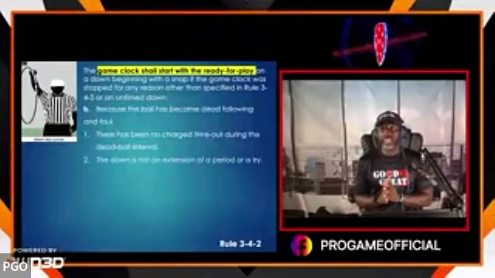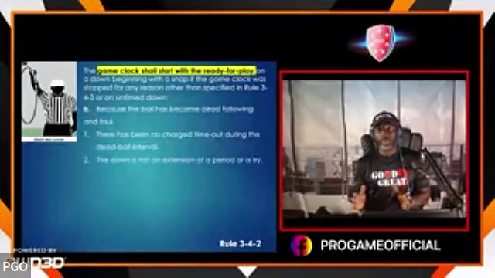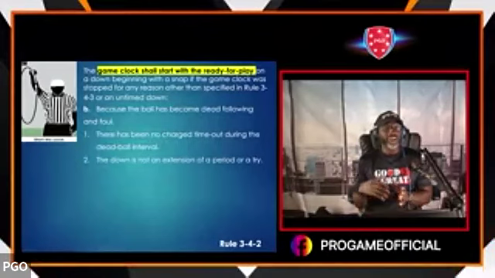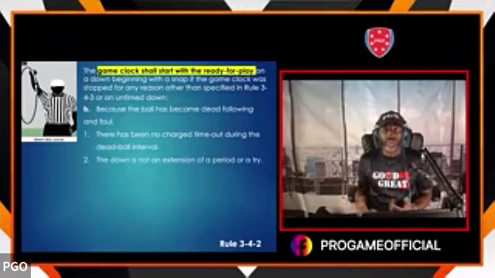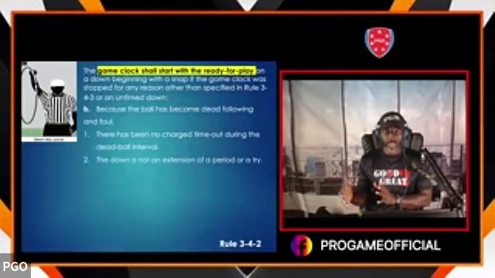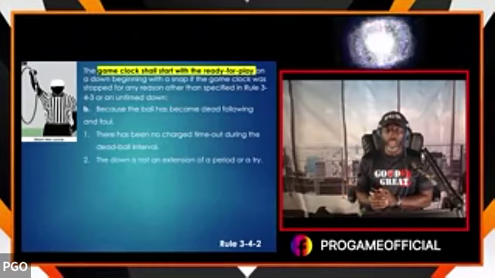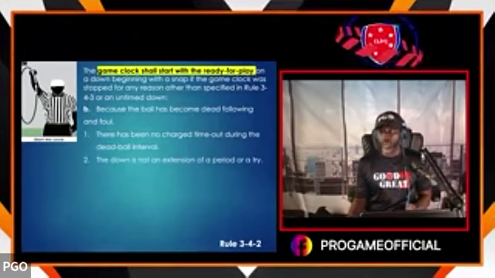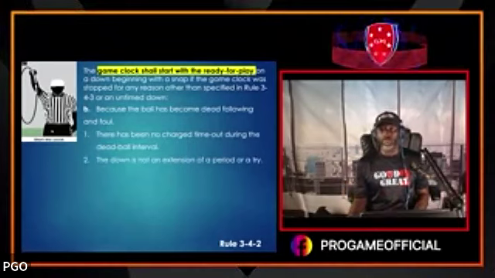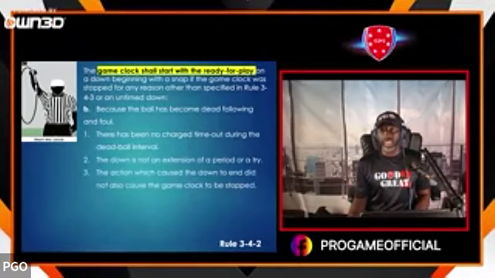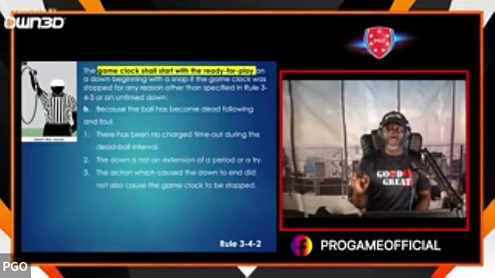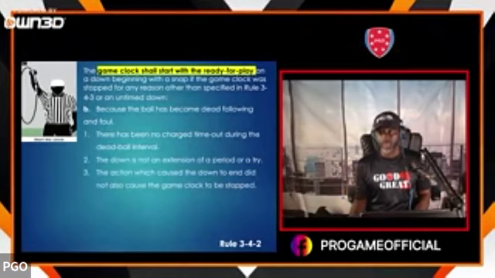The down is not extended for a period or try. So on an untimed down, obviously the clock is not running, so the clock will not start on the ready for play. If we have to redo an untimed down or a time expiring try, obviously the clock won't be running. The action which caused the down to end did not also cause the game clock to stop.